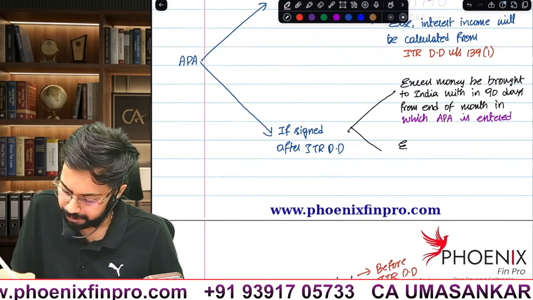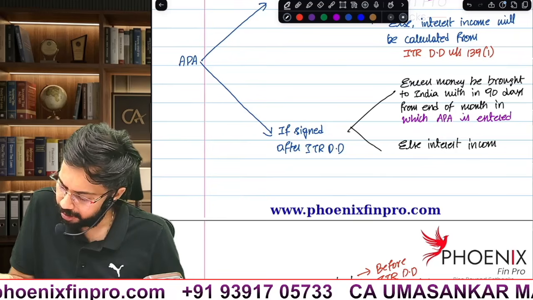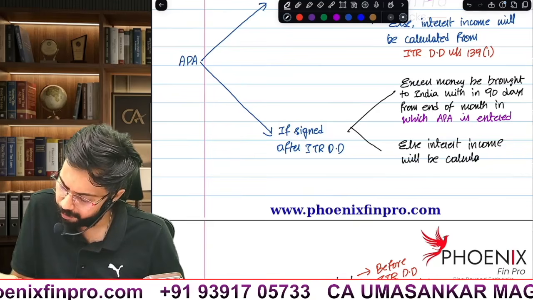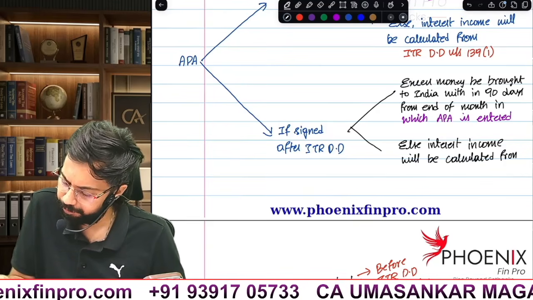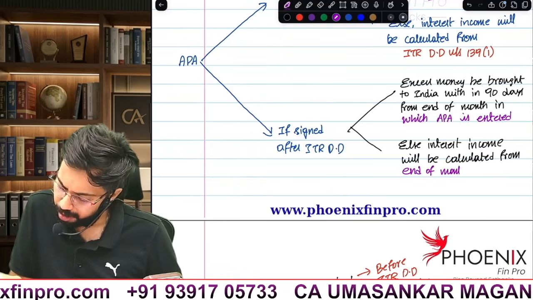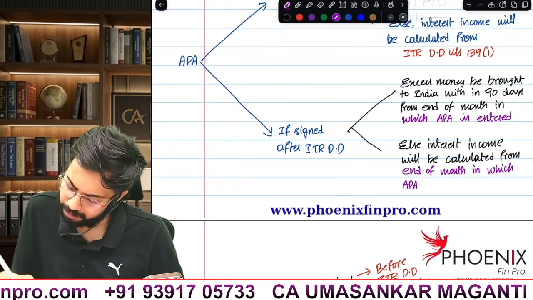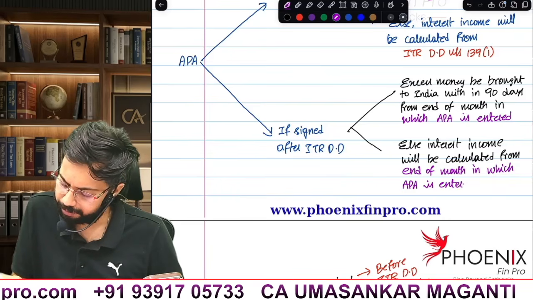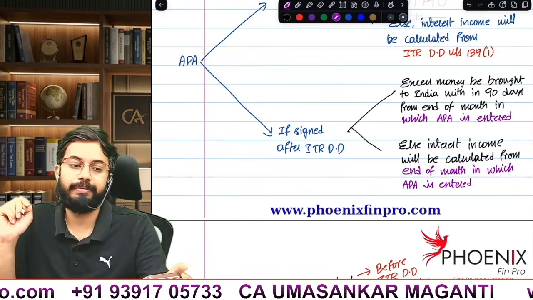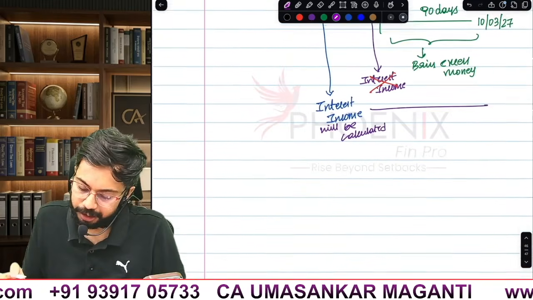Otherwise, interest income will be calculated from end of month in which APPA is entered, from end of month in which advance pricing agreement is entered. Shall I give example for this so that you will understand better? Yes, I will mark this as A. Next one B.